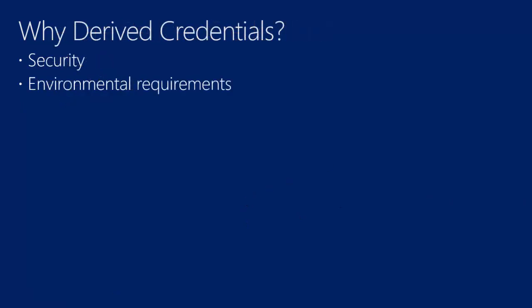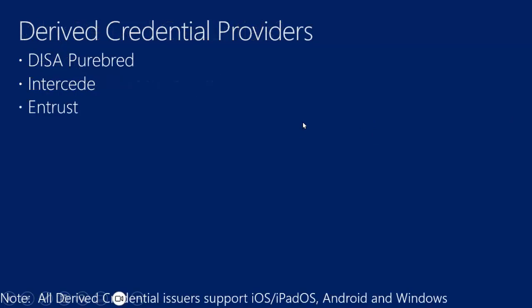So why do you care about derived credentials? Well, of course, you want to have the security that your PIV card and your authentication flow provide you. Also, there are environmental requirements that may dictate that you use a PIV. So this works right alongside that to help you adhere to the requirements your organization may have for how you work on your devices.